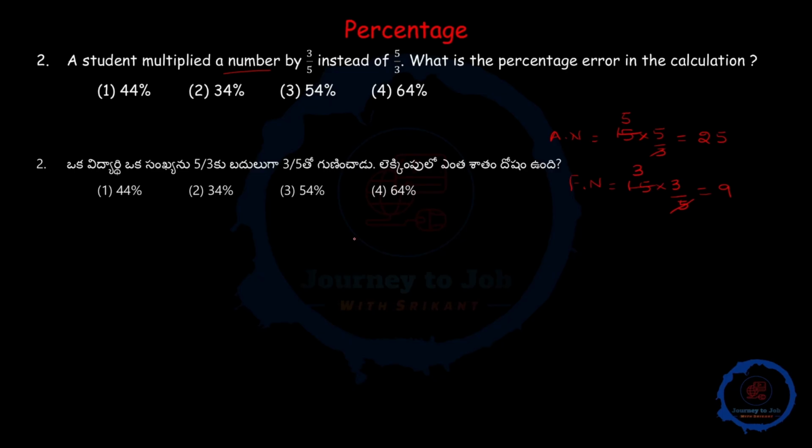So percentage error. Percentage error, we know the basic formula: difference from the actual number, by the actual number, into 100. So here, 25 minus 9, 16 by 25 into 100. 25 1 ja 25, 4 ja, so 16 into 4 is 64%. That is the answer.